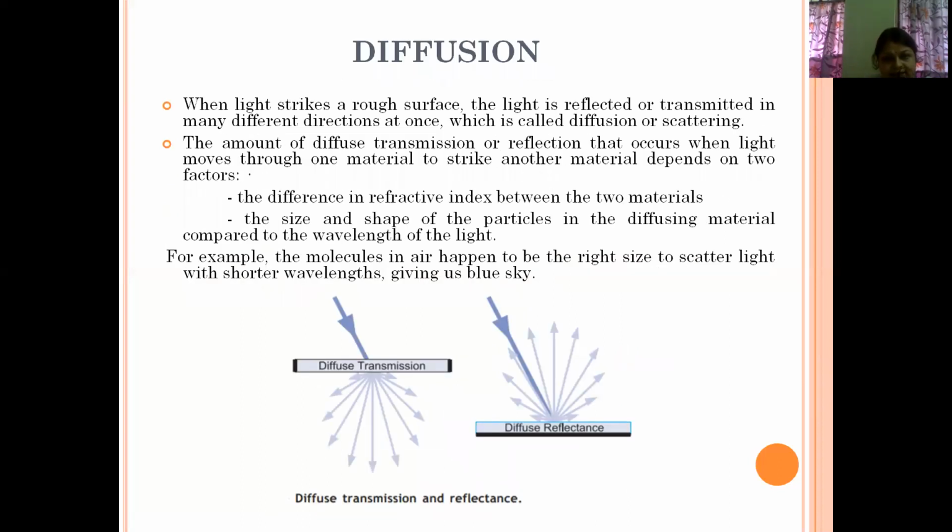And the last characteristic is diffusion. When light strikes a rough surface, the light is reflected or transmitted in many different directions at once, which is called diffusion or scattering. The amount of diffuse transmission or reflection that occurs when light moves through one material to strike another material depends on two factors. Number one, the difference in refractive index between the two materials, and number two, the size and shape of the particles in the diffusing material compared to the wavelength of the light.